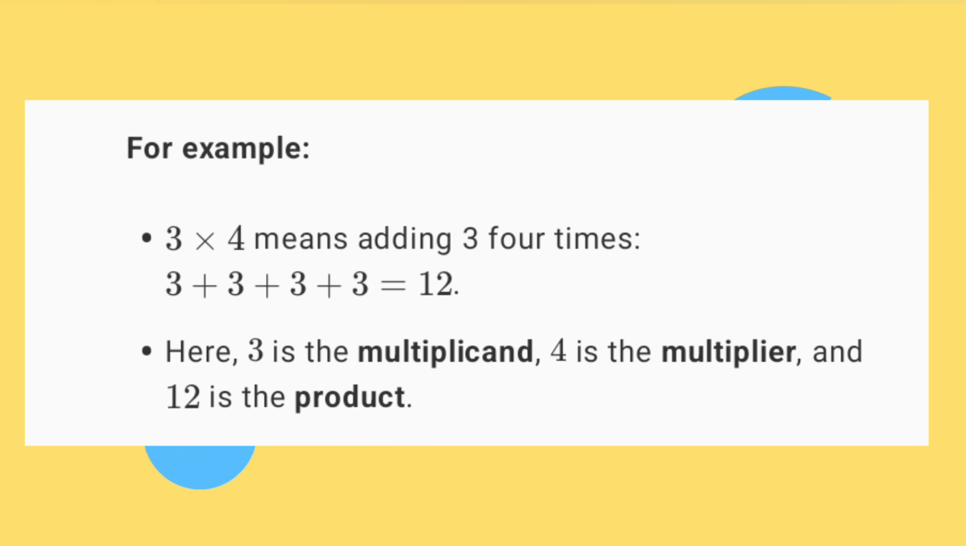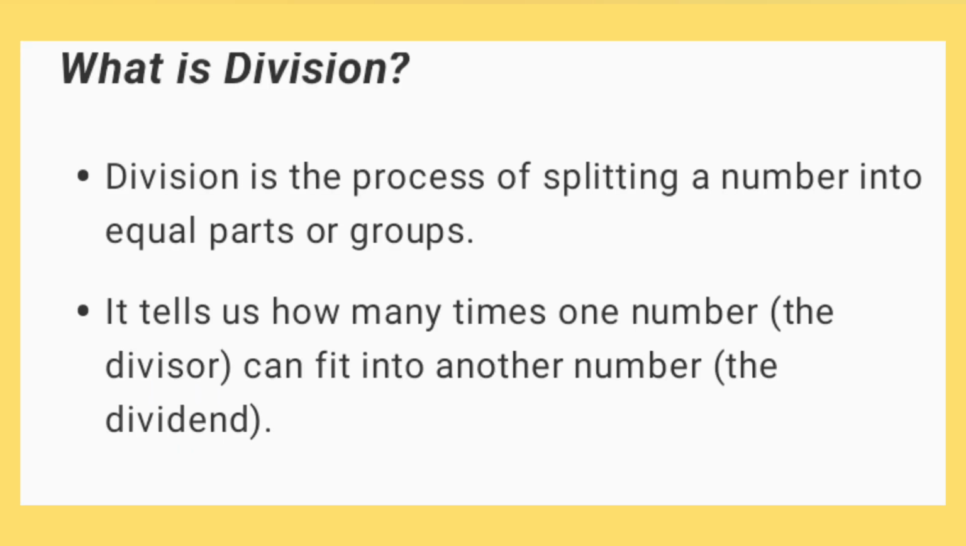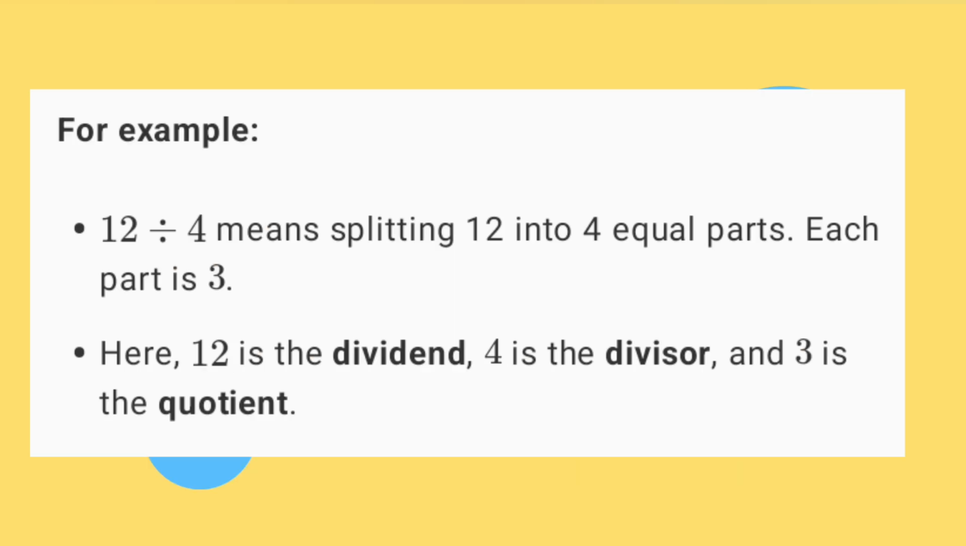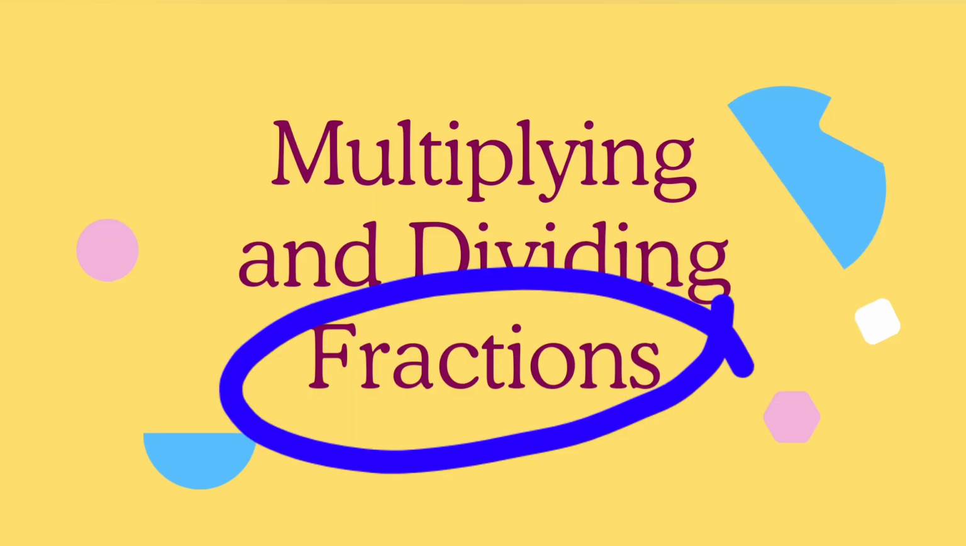So what is division here? Division is the process of splitting a number into equal parts or groups. It tells us how many times one number, the divisor, can fit into another number, the dividend. For example, 12 divided by 4 means splitting 12 into 4 equal parts. Each part is 3. Here 12 is the dividend, 4 is the divisor and 3 is the quotient. Now let us see how this relates to fractions.